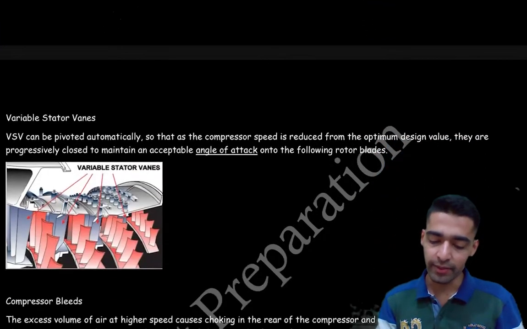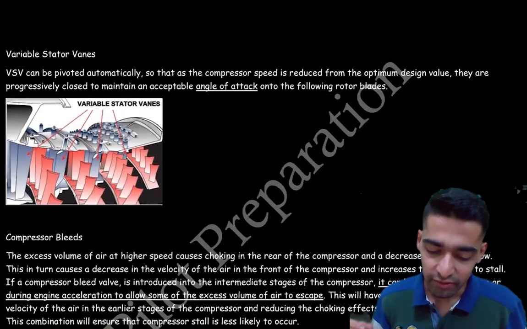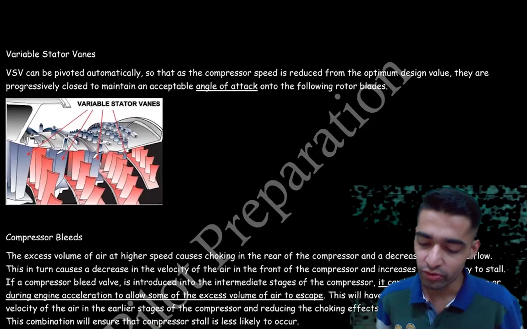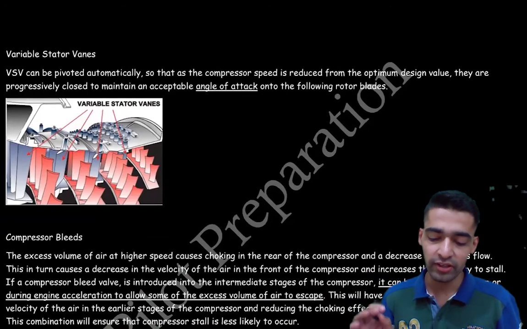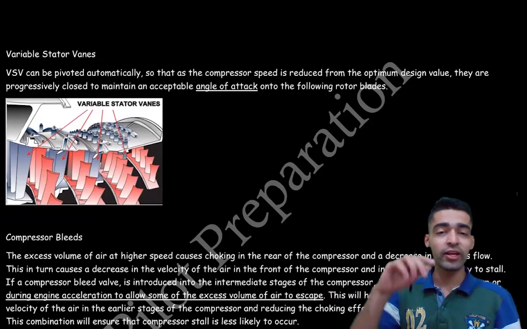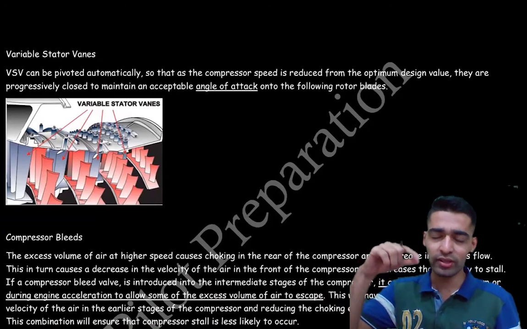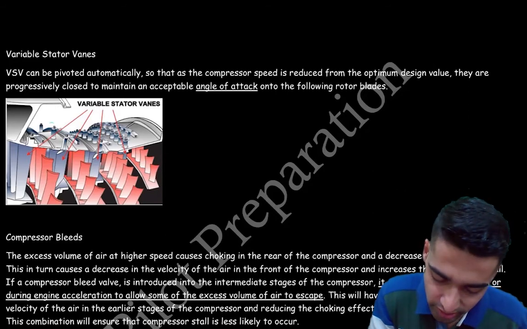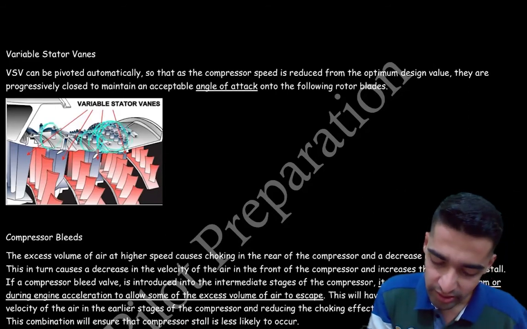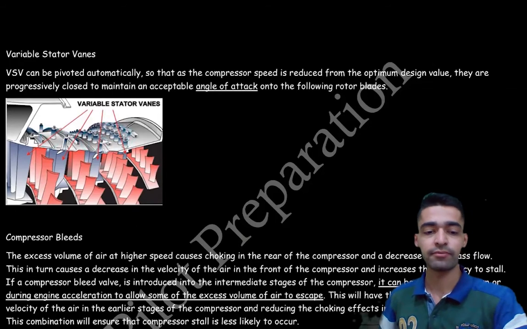Now the second part is variable stator vanes. Variable stator vanes can be pivoted automatically so that the compressor speed is reduced from the optimum design value. They are progressively closed to maintain an acceptable angle of attack. That means variable stator vanes have a switch. You know, there is a switch to a TV, right? Like that, we have a switch. You can see these are the switches which are there.